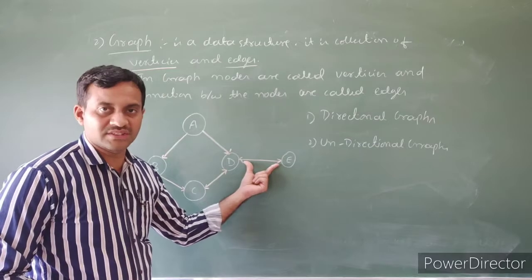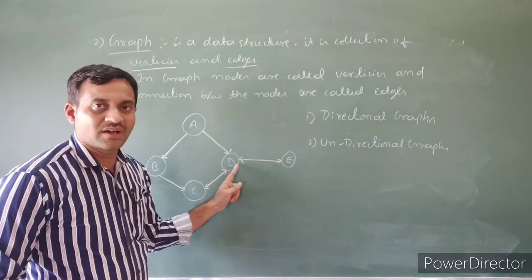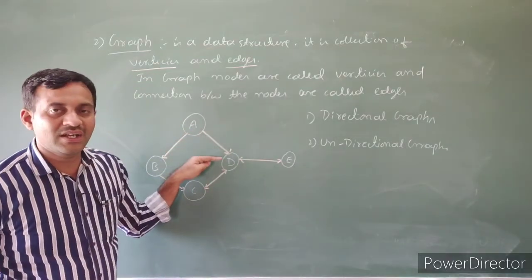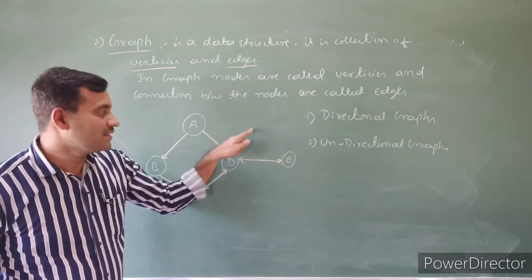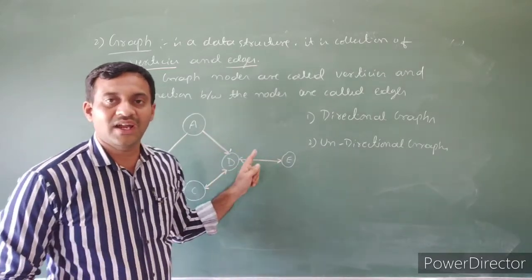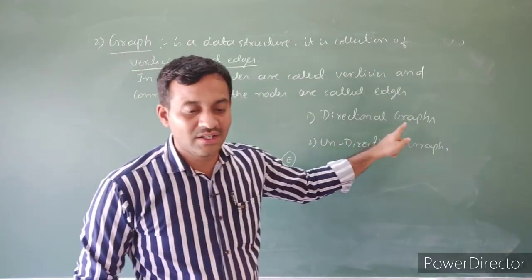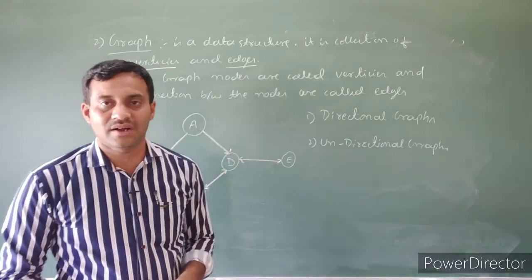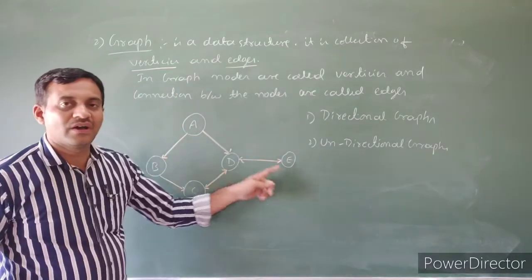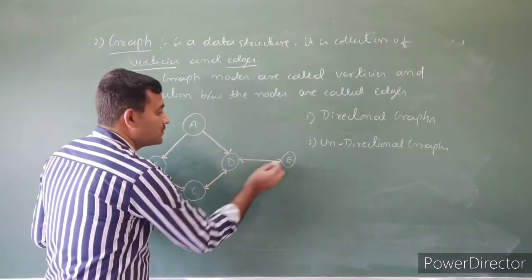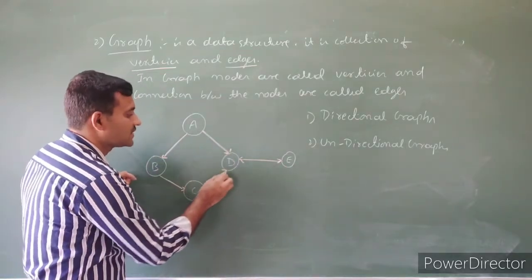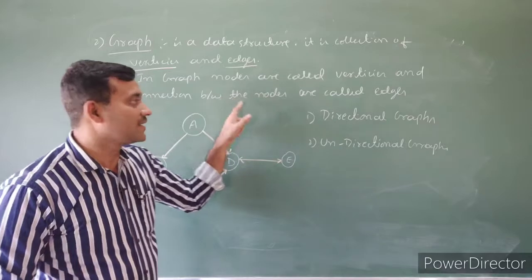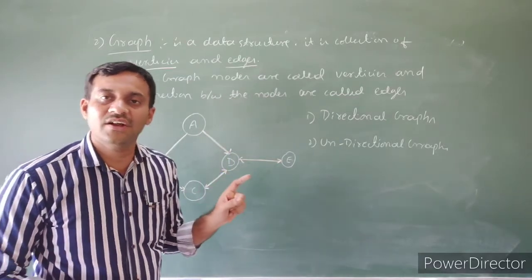Here there are two edges, one related to D and another related to E. But between A and D there is only one edge. If the edges have arrows, that is called a directional graph. If the edges do not have any arrows, that is called an undirectional graph. Here there are 5 nodes, then 1, 2, 3, 4, 5, 6, 7 edges, 7 directions. Here the connections and directions are called edges.